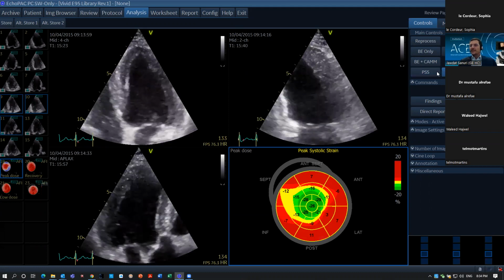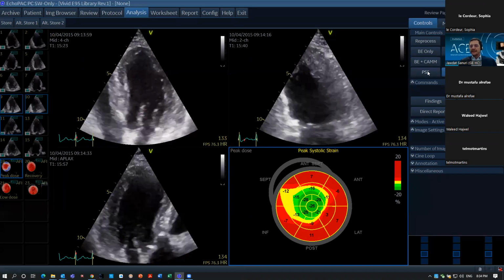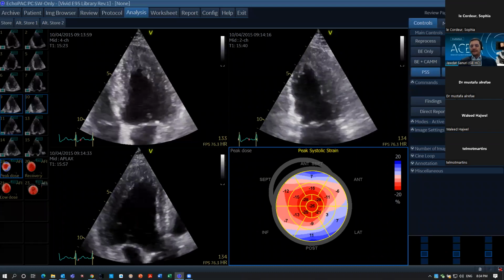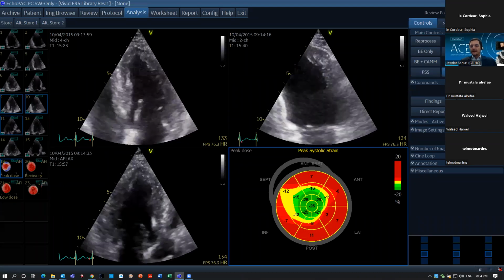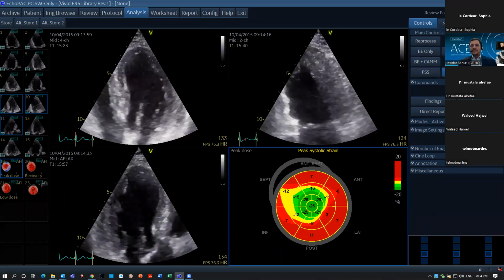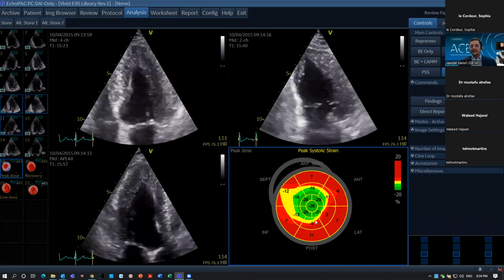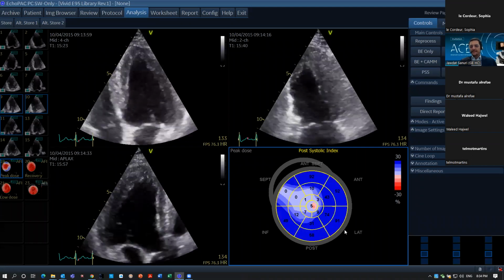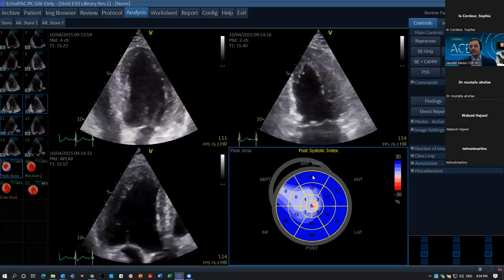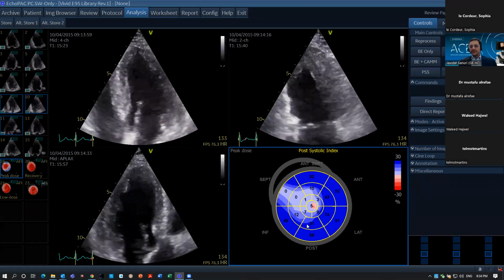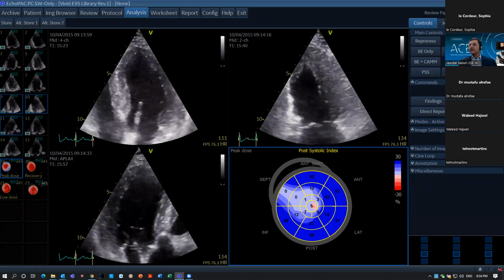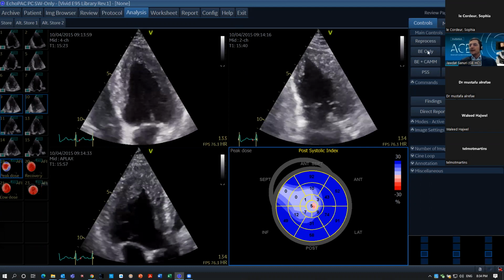And here you have different maps. You have the peak systolic strain. You have the peak dose and the PSI, the post-systolic index. And here it shows you all the segments that have post-systolic shortening as well. And this is the bullseye only.